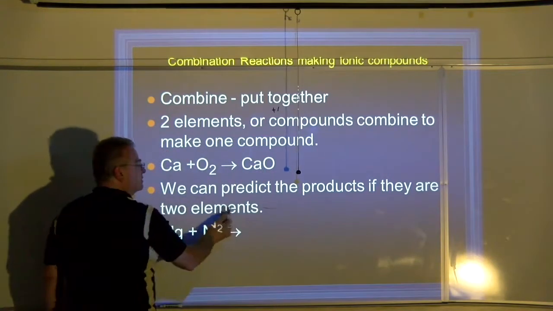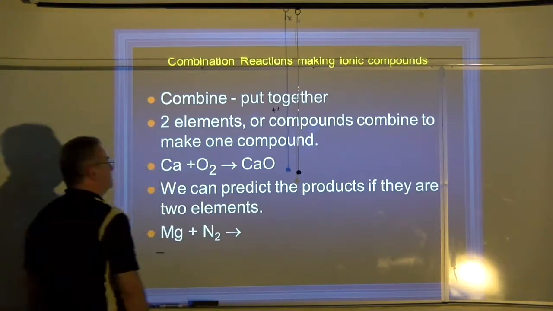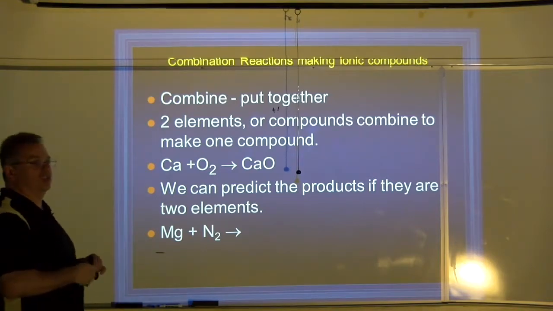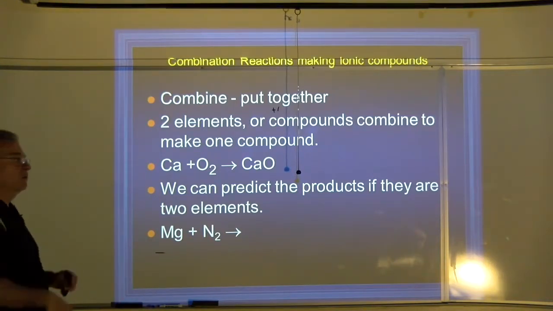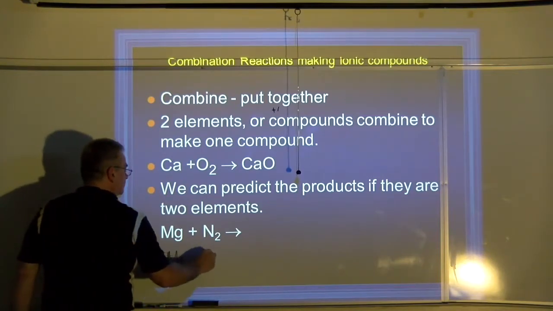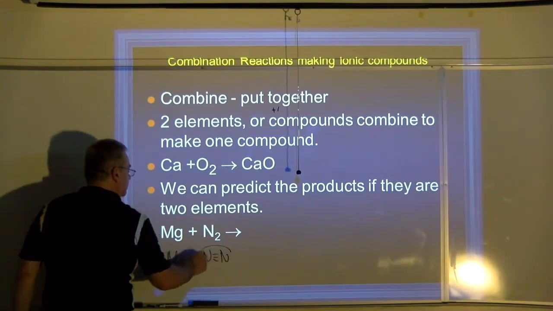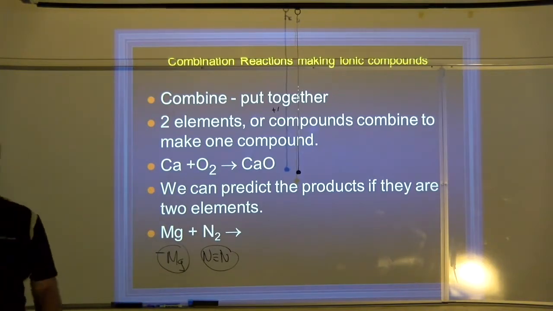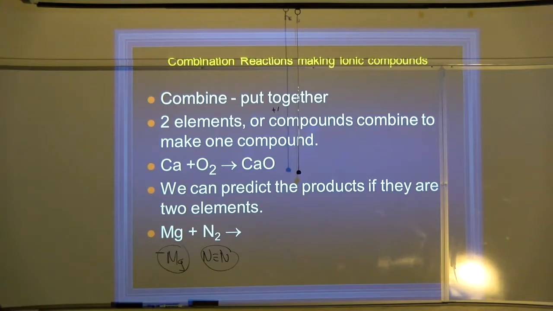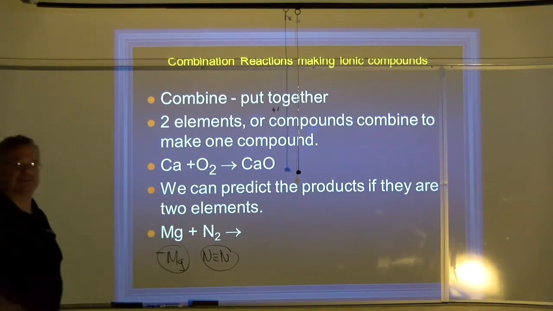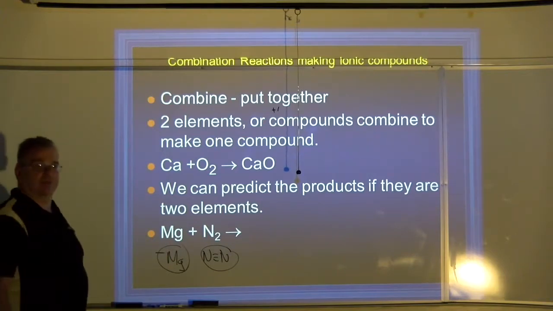Could you predict randomly, like the scientists did? If I take magnesium atoms and put them next to nitrogen molecules, what can I predict I will get as a product? This is a particle, and this is a covalent. Remember that what we're going to do is crack the particles and rearrange the atoms. That's how I know I did a chemical reaction. I break the old bonds and I make new bonds. What can I predict I'm going to make?